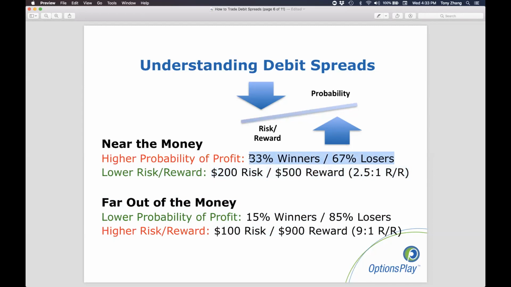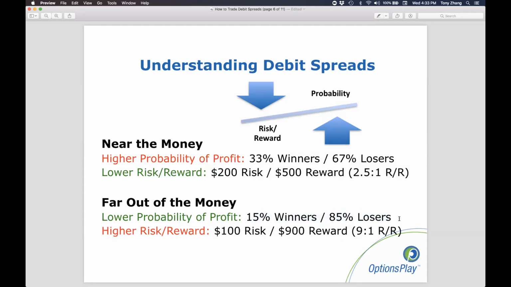Conversely, if we buy debit spreads that are far out of the money, so you buy an out-of-the-money call and sell an even further out-of-the-money call, you're going to have an even lower probability of profit. So maybe 15% winners, 85% losers. But the trade-off is that you're going to get much better risk to reward. So you might be risking $100 to try to make $900. Even though you might lose on most of your trades, when you do win, you're winning substantially more than what you lost on the last few trades.